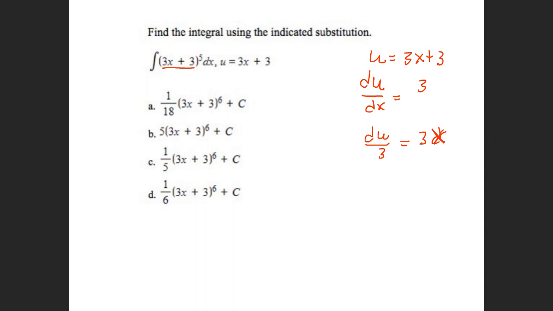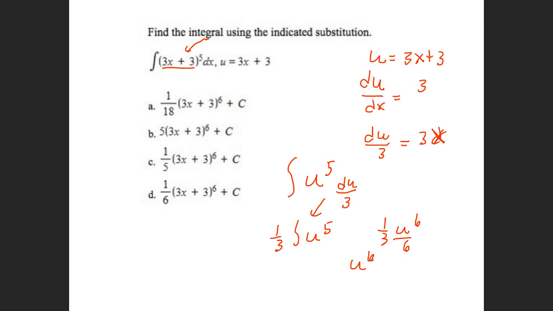Now, I'm going to substitute. So I've got the integral, and wherever I see 3x plus 3, I'm going to put a u value there, u to the 5th. And then wherever I see dx, I'm going to put du over 3. And that usually you can pull out. So I'm just going to rewrite it as 1/3 u to the 5th. All right, so now instead of having this really tough thing to take an integral of, I've got this really easy thing to take an integral of. So that's going to be 1/3 u to the 6th over 6, which becomes u to the 6th over 18.